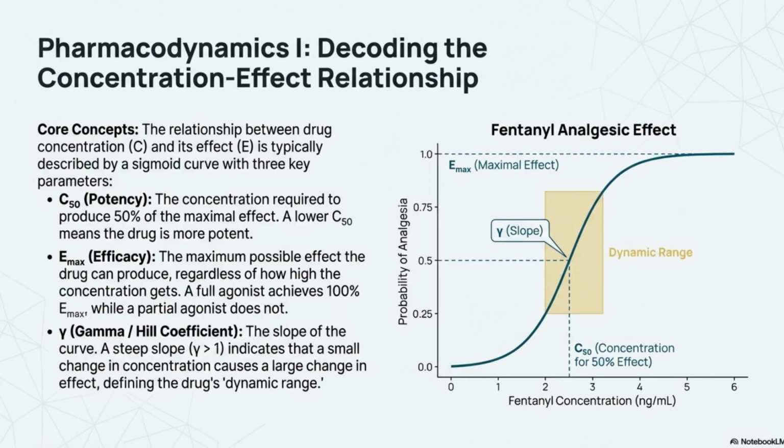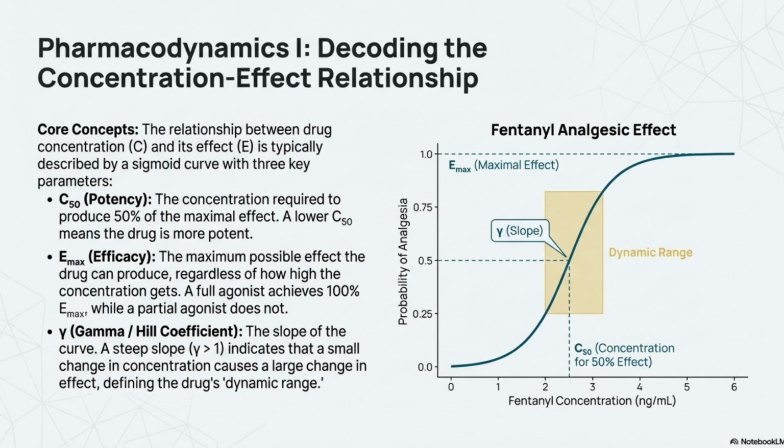Yeah. It gives us three crucial parameters. Okay, what's first? First, you have Emax, the maximum possible effect, and E0, the baseline effect before you gave any drug. Second, you have C50. C50, the concentration needed to get to 50% of that maximum effect. Correct. And the third parameter is gamma, or the Hill coefficient. That defines the steepness of the curve.